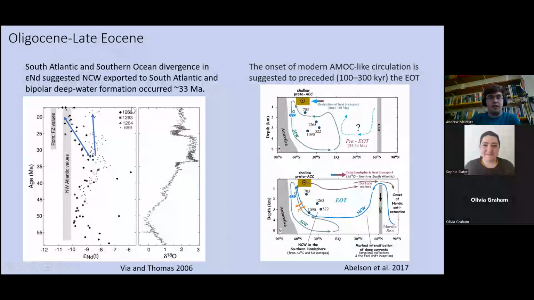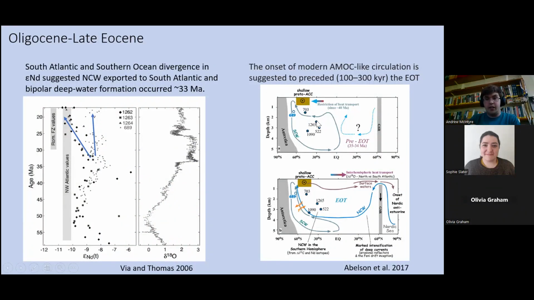These are in the South Atlantic, and the 689 is in the Southern Ocean. And the main takeaway point from this study was that around 33 million years ago, so just after the Eocene-Oligocene transition, we see this divergence in the neodymium isotope signal, with the South Atlantic sites deviating towards more negative values, suggesting a greater input of North Atlantic waters reaching the site, whereas the Southern Ocean site records very similar values, suggesting it's still being dominantly bathed by Southern Ocean waters.